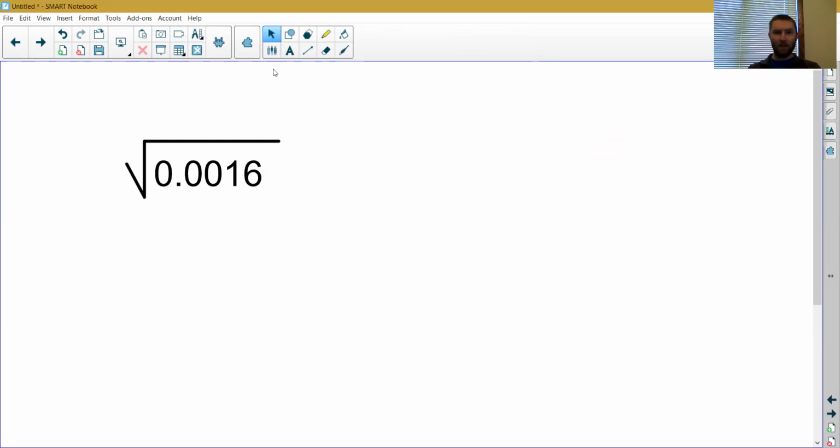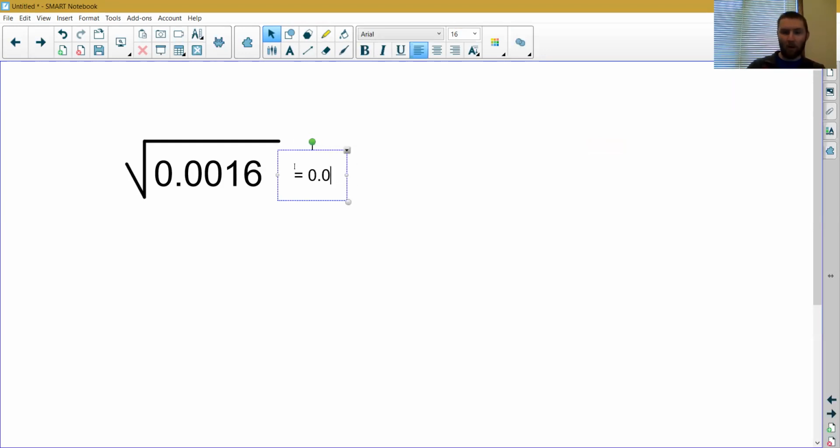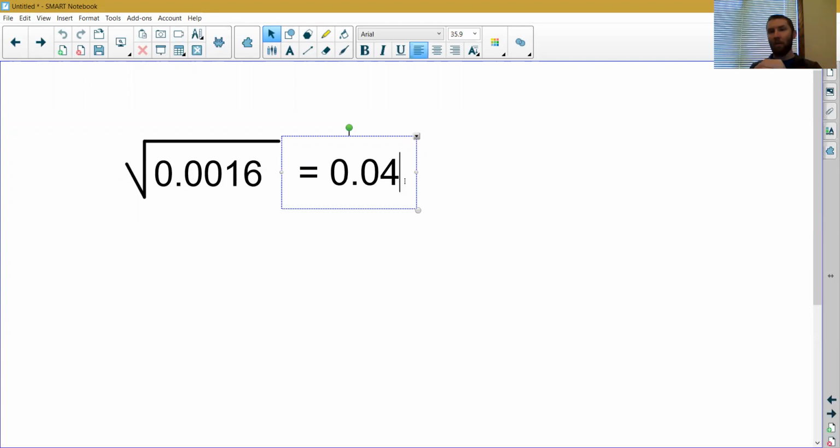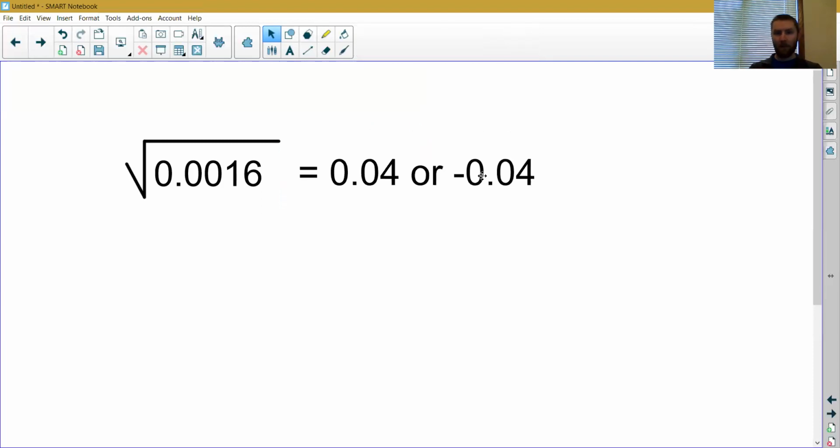So this is equal to 0.04. That's what my calculator told me, 0.04. However, we now know that there's another option. The square root of 0.0016 could also be negative 0.04. Okay, so again, same number, one positive, one negative.